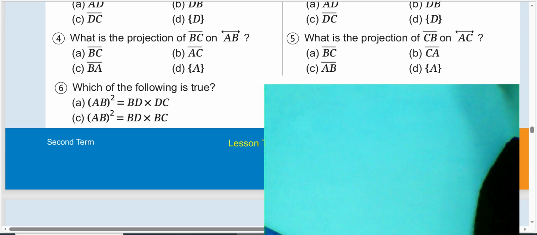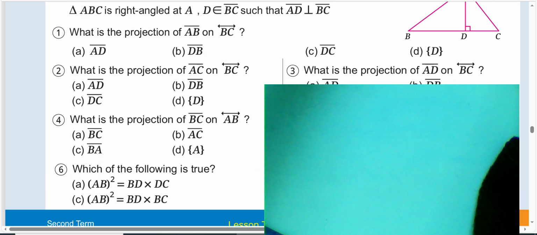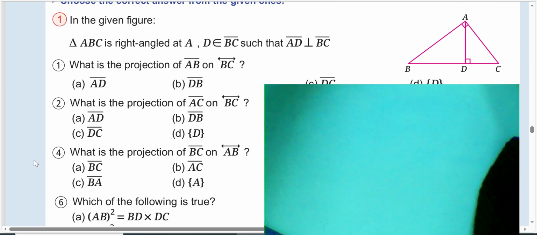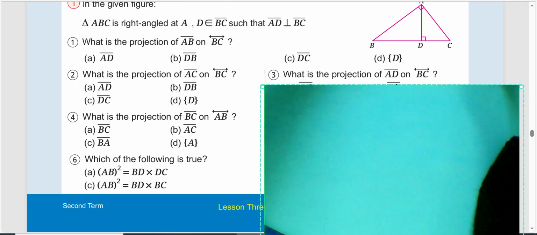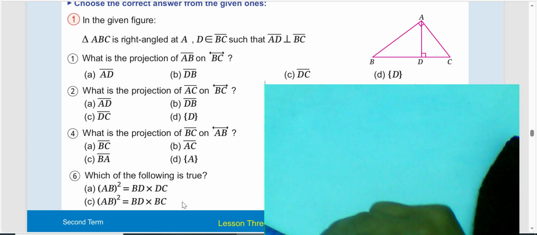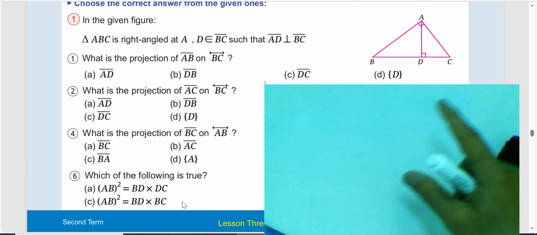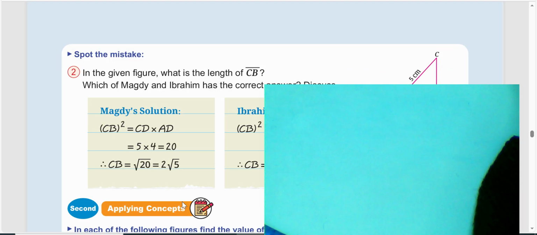Next question. Which of the following is true? Give me the right angle triangle here. Look here, what's true? AB power 2 equals BD product by DC? No. Choose the second: AB power 2 equals BD product by BC. Choose letter C. The correct answer for this question is letter C. Write BD product by the hypotenuse BC. Choose letter C.